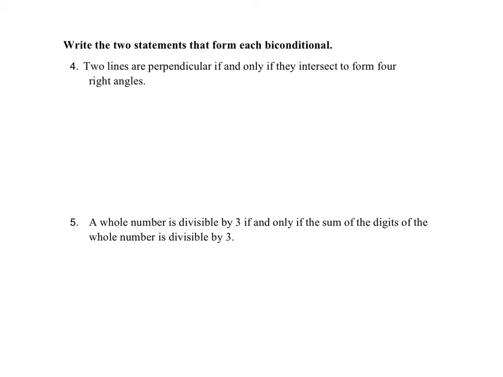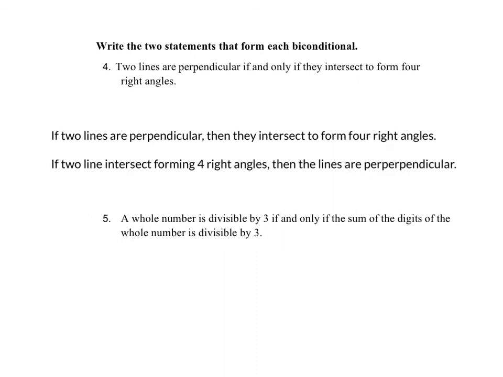Okay, so this one I want to write the two statements that form each biconditional, right? So I have: two lines are perpendicular if and only if they intersect to form four right angles. So I can combine that information and create my biconditional. So my two statements here are: if two lines are perpendicular, then they intersect to form four right angles. And the converse of that one is: if two lines intersect forming four right angles, then the lines are perpendicular. As you can see, both of them are true, and I can combine them in a biconditional.